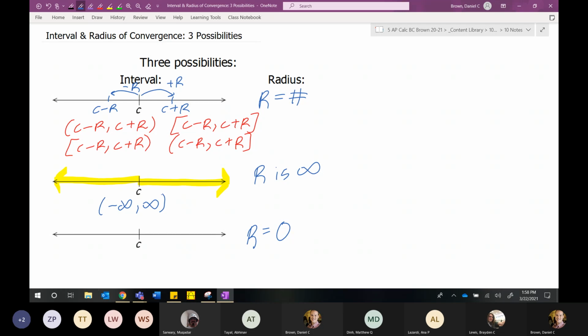And then what if your radius of convergence is just 0? How often is it going to be convergent? Not never, but just for that one value at the center.